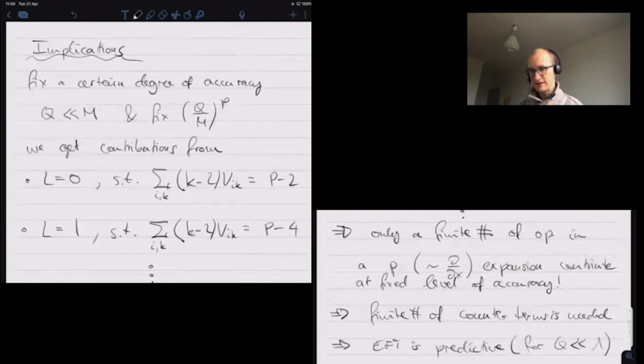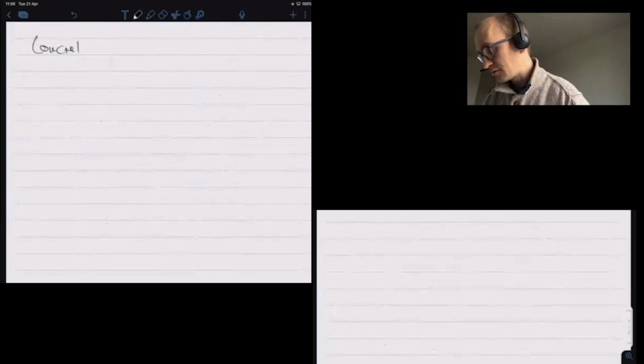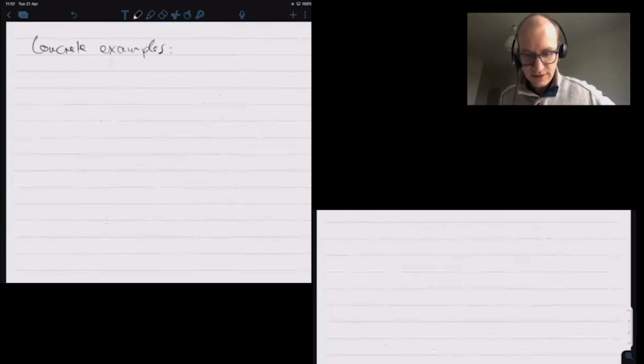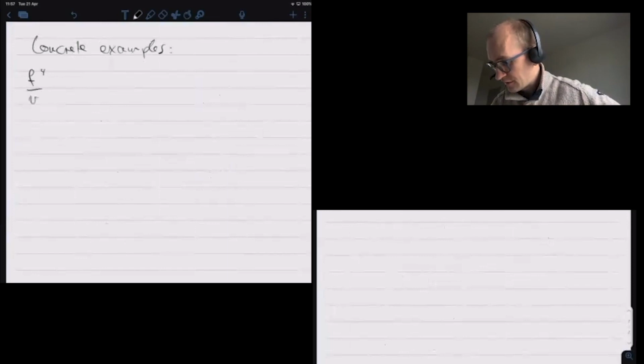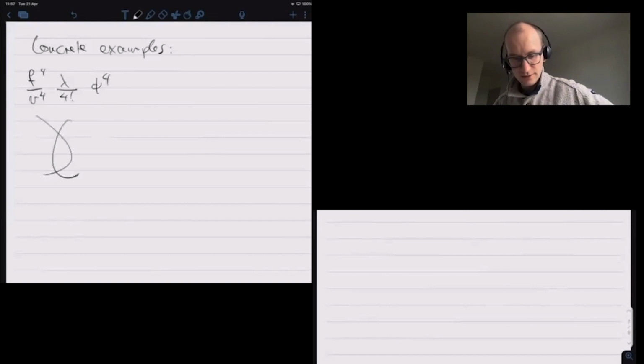I promised you that I think it is much more enlightening to actually look at examples rather than try to immediately master the general picture. So let's look at something like just box standard phi to the 4 terms. We have 4 powers of the field, and we have some coupling, which people like to call lambda over 4 factorial times phi to the 4. And let's look at the diagram of this kind.